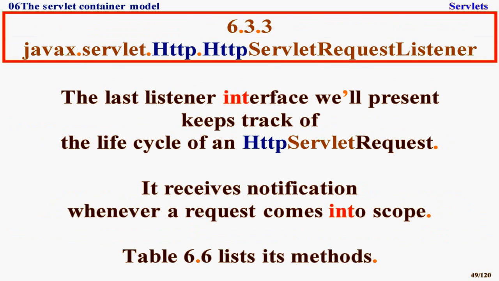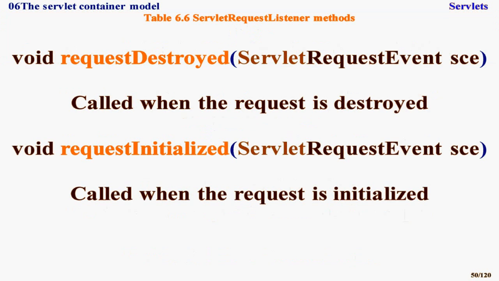6.3.3 javax.servlet.http.ServletRequestListener. The last listener interface we'll present keeps track of the lifecycle of an HTTP servlet request. It receives notification whenever a request comes into scope. Table 6.6 lists its methods. Table 6.6 ServletRequestListener methods. void requestDestroyed(ServletRequestEvent sre), called when the request is destroyed. void requestInitialized(ServletRequestEvent sre), called when the request is initialized.